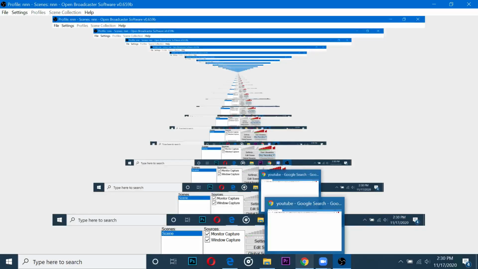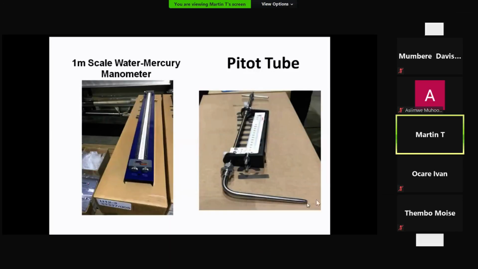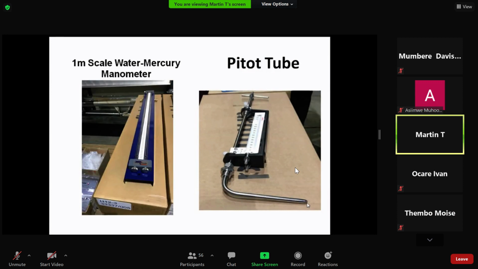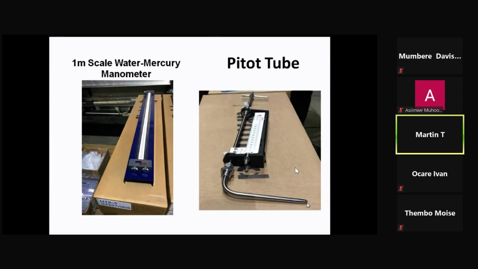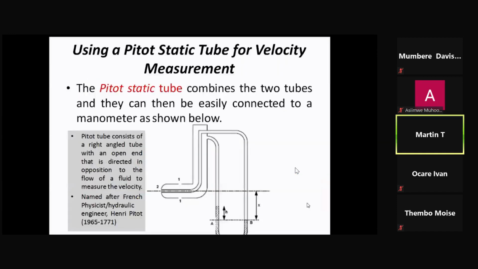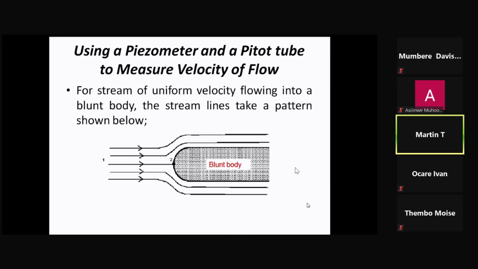Direction opposite where the flow is coming from, you're able to make measurements of head that you can use to determine, to estimate velocity at a point. Okay.